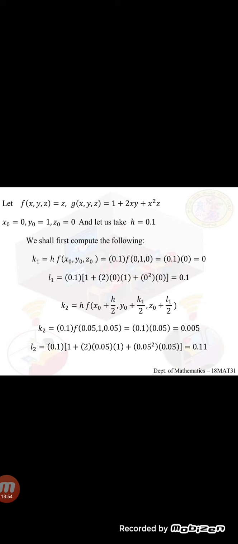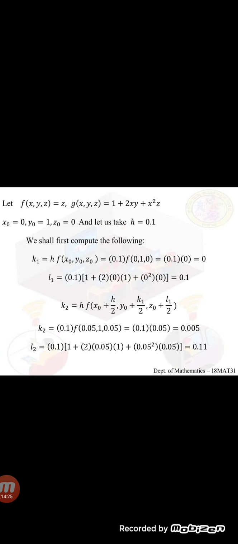Same, we have to compute k1, l1, k2, l2. Write down the formulas and substitute the values. H is 0.1 here. Then k1, h into f of x naught, y naught, z naught. 0.1, f of 0, 1, 0. Then 0.1 into 0 will be 0. Similarly L1, 0.1 into the equation, which will be 1 plus 2xy plus x square z. 1 plus 2 into x is 0, y is 1, plus x square is 0 square, z is 0. So when you simplify it becomes 0.1.